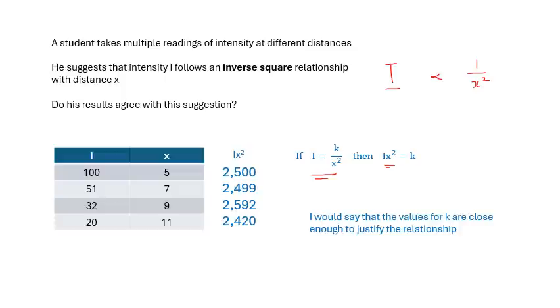Now, we're not going to get exactly the same number because, I mean, radioactive decay, for example, is a random process. Be very, very surprised if you got the same number every time. But within, let's say, 2 sig figs, it's pretty close. There isn't a trend of it getting bigger or smaller. I would say they are close enough to justify the relationship. So remember that to prove a relationship, change it to something equals a constant times or divided by something, then work out the value of the constant, and is it constant?